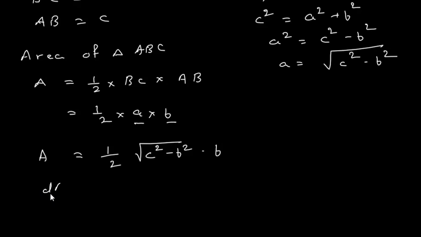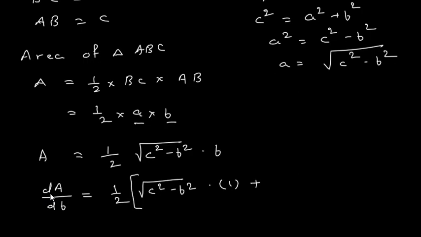So I will find dA upon dB. I will differentiate this area with respect to B. So this is half. I will keep this as it is, root of C square minus B square. Now this half I will take out. Okay. So U into V. So U into derivative of V, which is 1, plus we will differentiate this U, which is 1 upon 2 times root of C square minus B square into, we differentiate this C square minus B square, which is minus 2B.